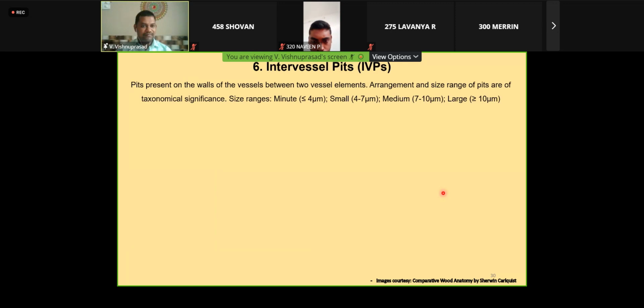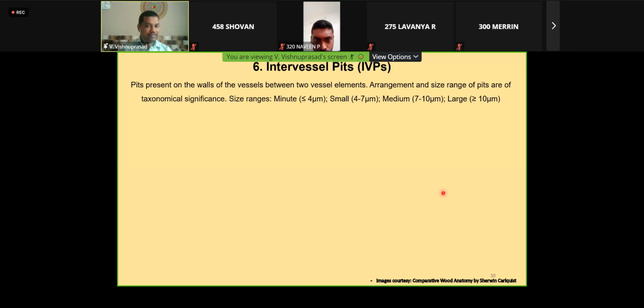The functioning of the intervessel pit, the conduction remains constant. Here we call it intervessel pits. They can be alternately arranged, or arranged in an opposite manner. See very clearly, next to each other.